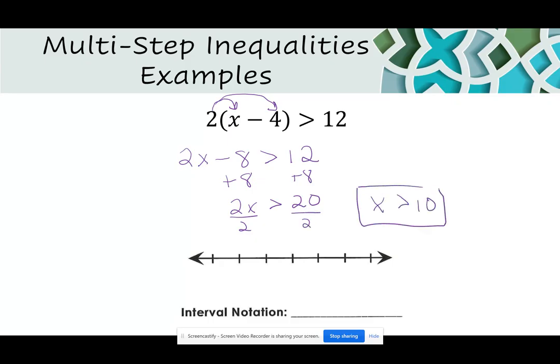So now here we didn't have to flip our sign or anything. We did not multiply or divide by any negatives. We just added in some distributing. So you're going to find 10 on your number line. Circle it so it is an open circle because it is greater than, not greater than or equal to. And we want everything bigger than 10, so we're going to the right here.